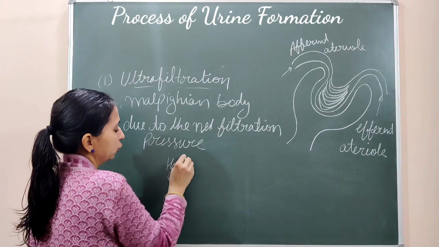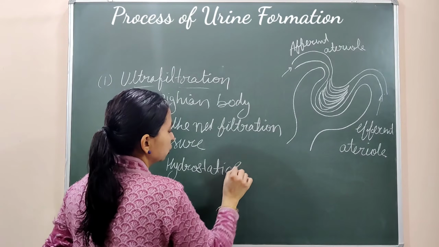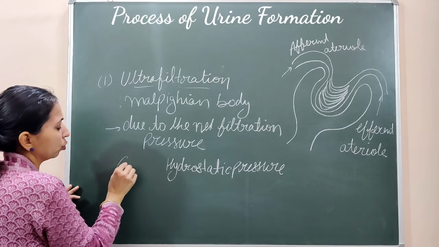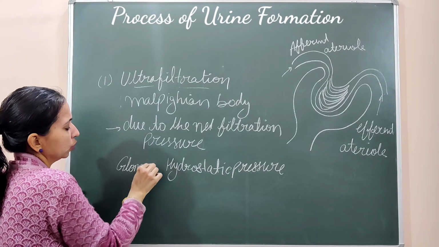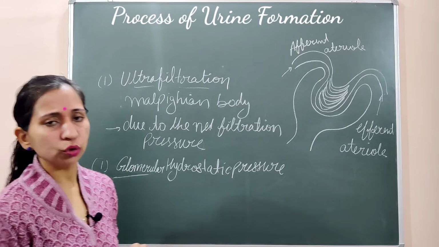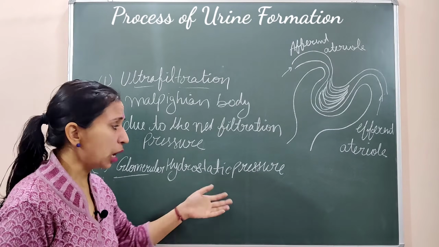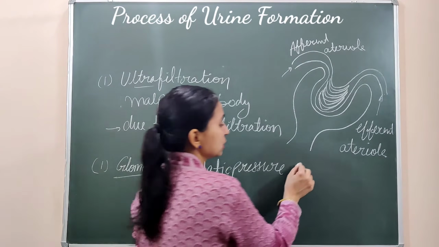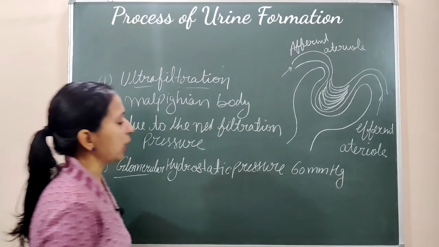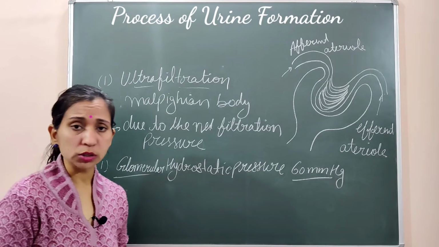It's known as hydrostatic pressure, and since it happens in the glomerulus, we can call it glomerular hydrostatic pressure. This is the first pressure, created due to the difference in the sizes of the afferent and efferent arteriole, and the amount of this glomerular hydrostatic pressure is 60 mm of mercury. This is the pressure which is responsible for the filtration.